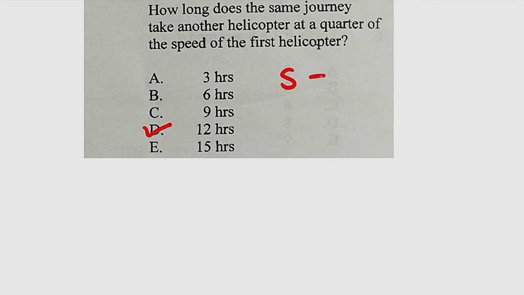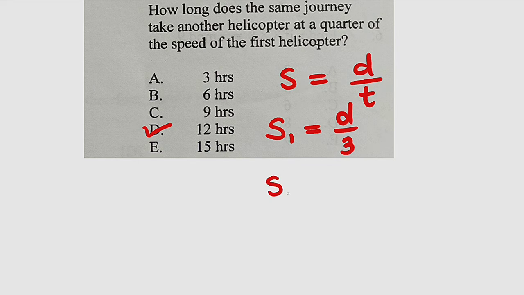Remember that speed is equal to distance divided by time. This is the formula. So let's assume the first helicopter, let's call it speed number 1. The distance will not change. Kano to Lagos will be forever the same, irrespective of whether you move faster than the other. So we leave it as D. But it takes the first helicopter how many hours? 3 hours. So what about the second helicopter? Let's call it S2. This is equal to, the distance will not change, but the time will change. So let me call it T2.